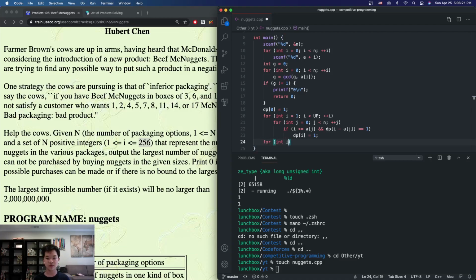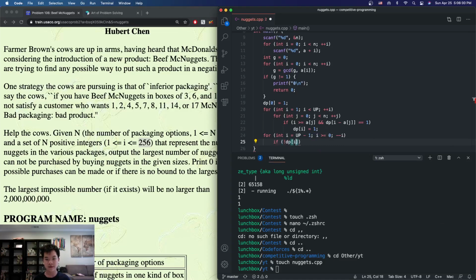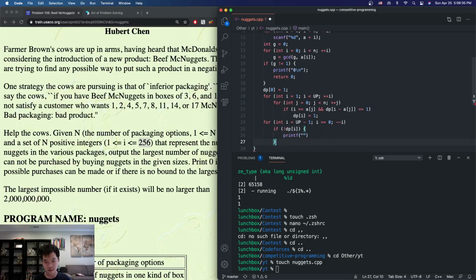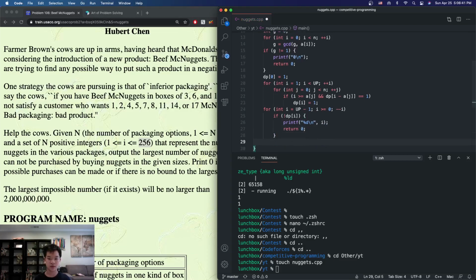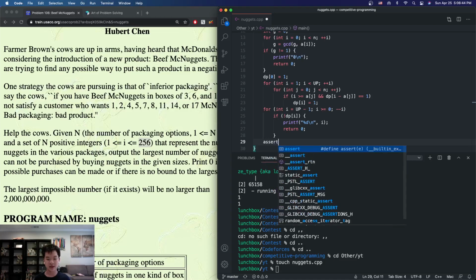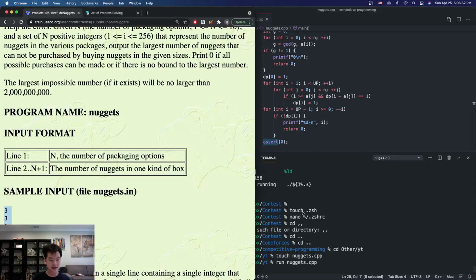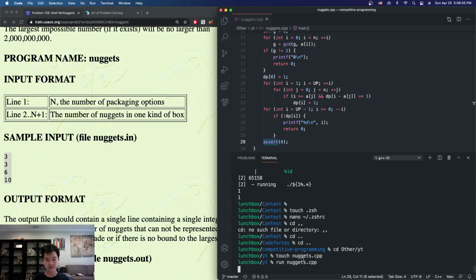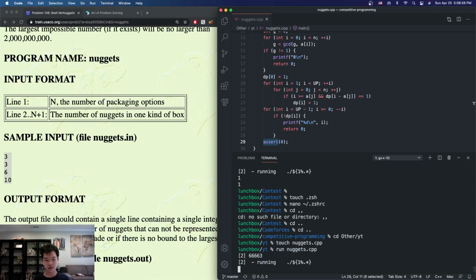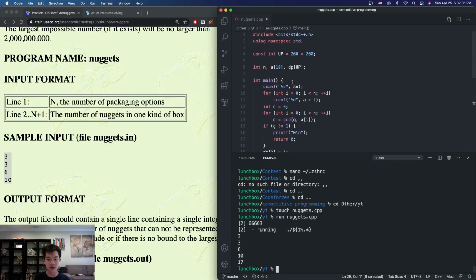We're just going to loop from up minus 1 down to 0. If not dp of i, then we're going to printf that integer, and we're just going to return 0. All right, and over here this case shouldn't happen, so I'm just going to make an assertion here. So let's run that. We have these numbers. All right, so 17, that's correct.